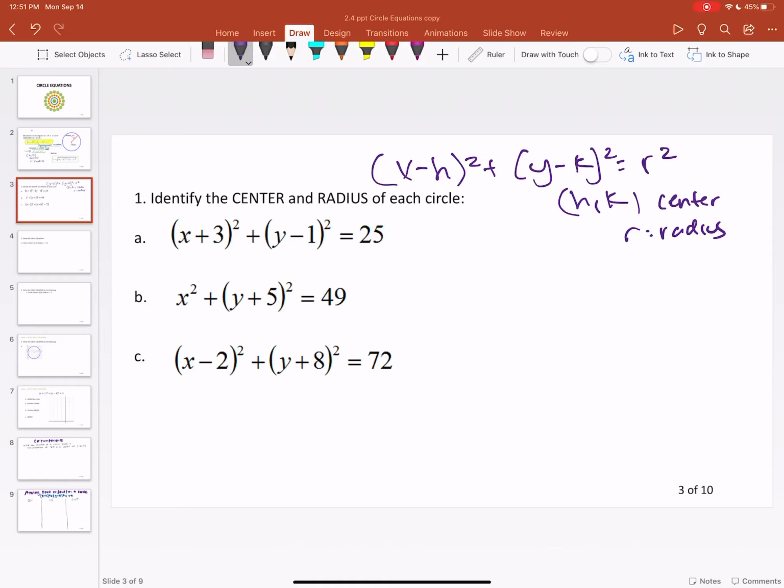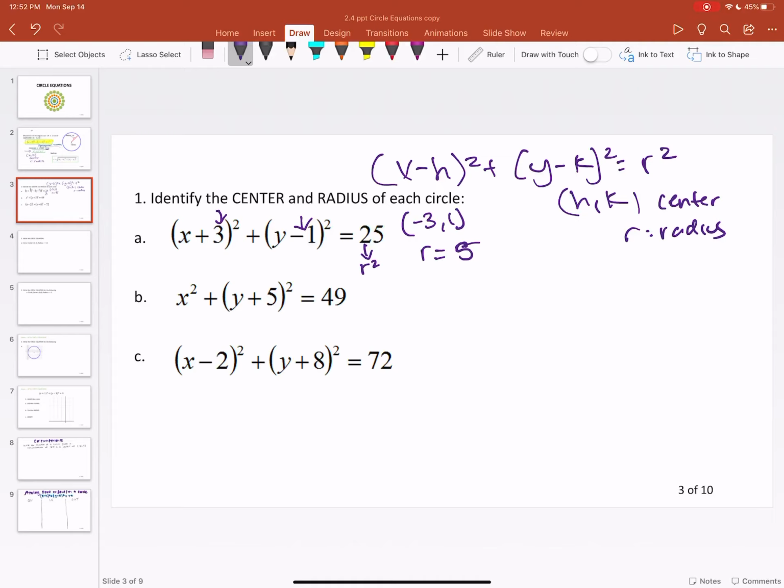So for this guy, I'm looking at the positive 3 and the negative 1. So my center would be (negative 3, positive 1). So it's like the opposite of what you see. 25 is equal to r squared. So r would be the square root of 25, which is 5.